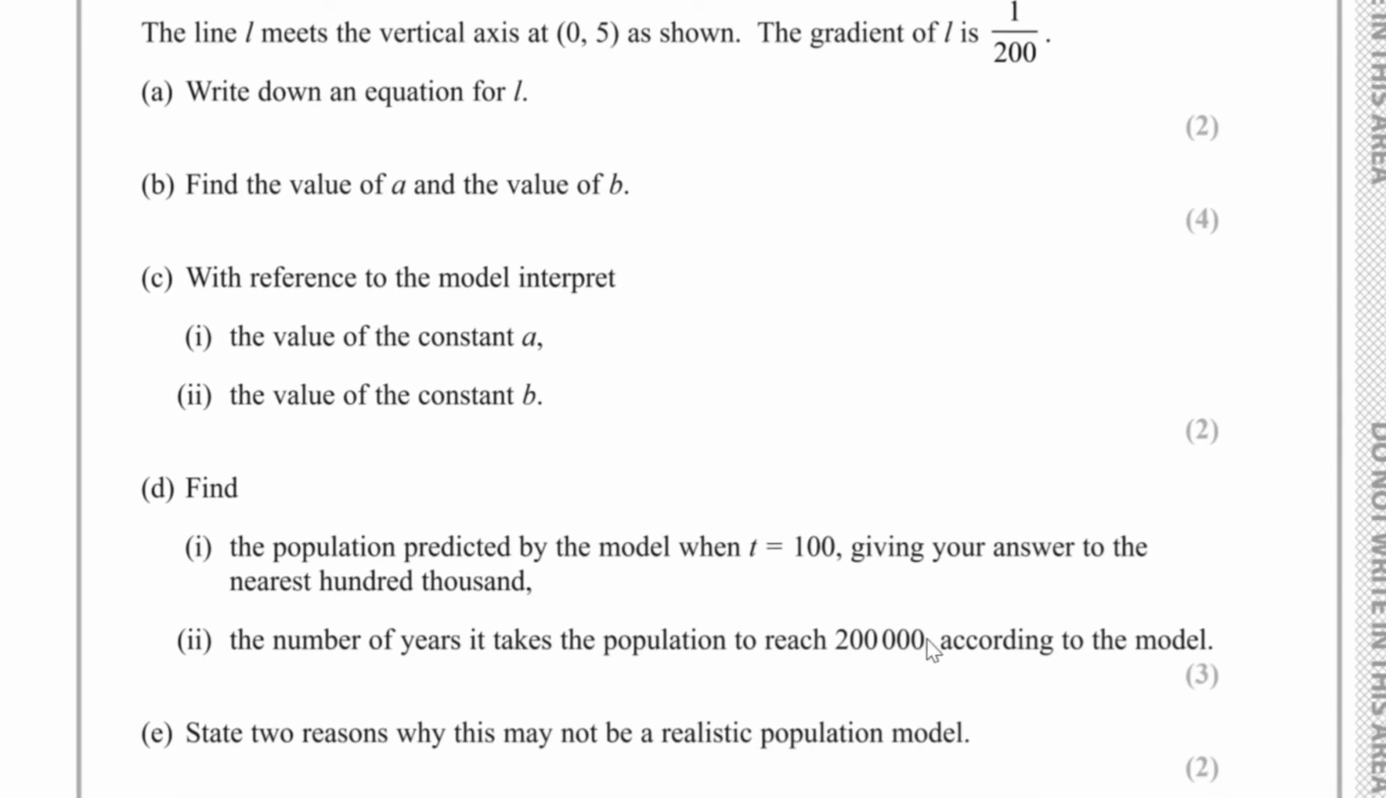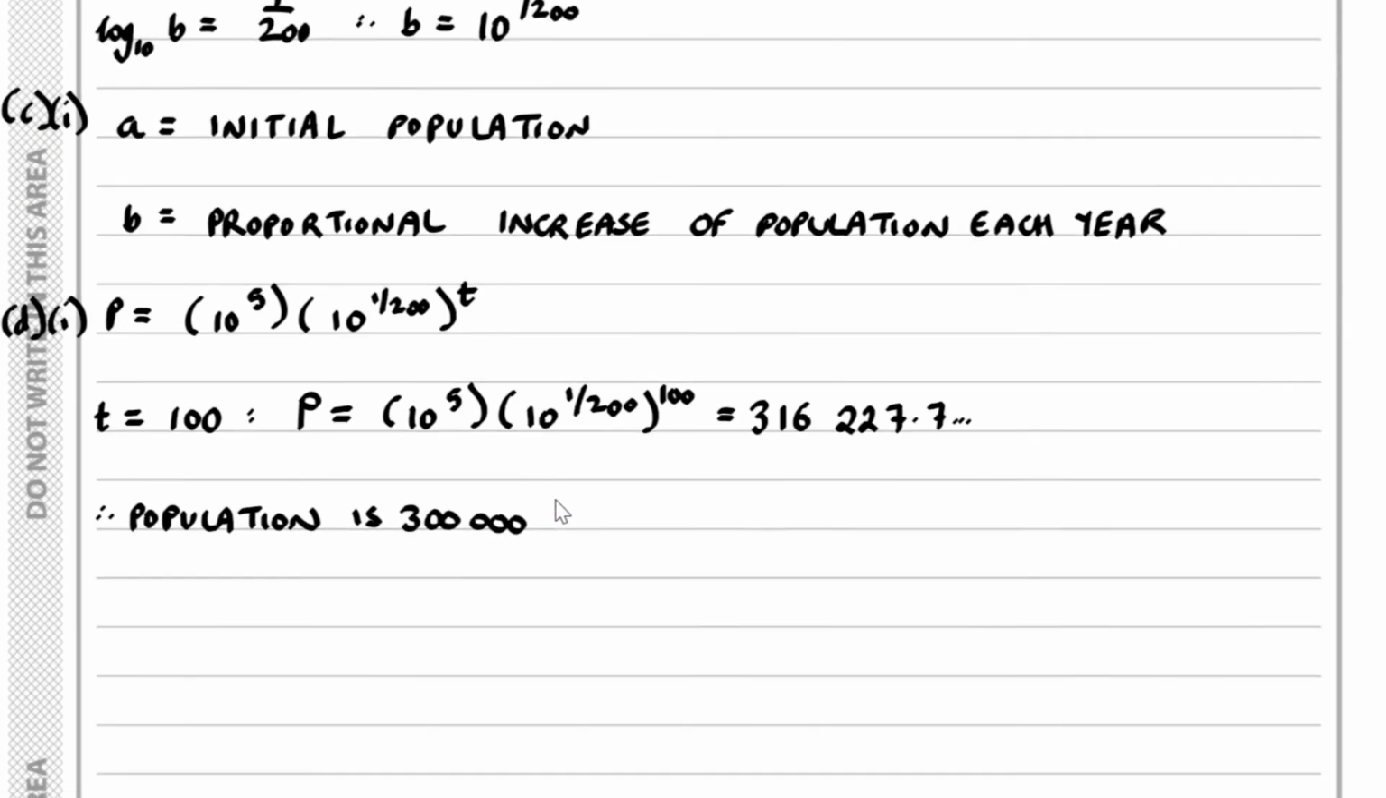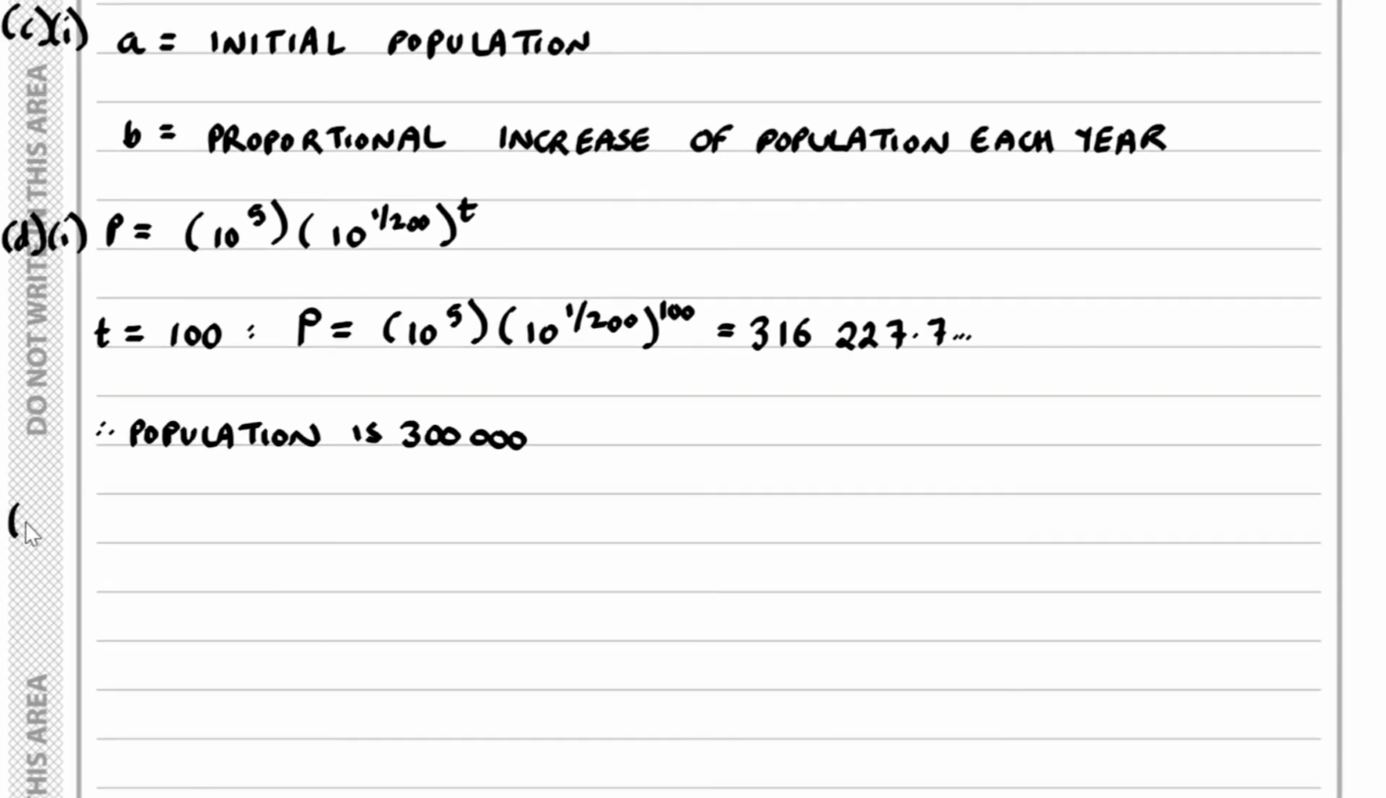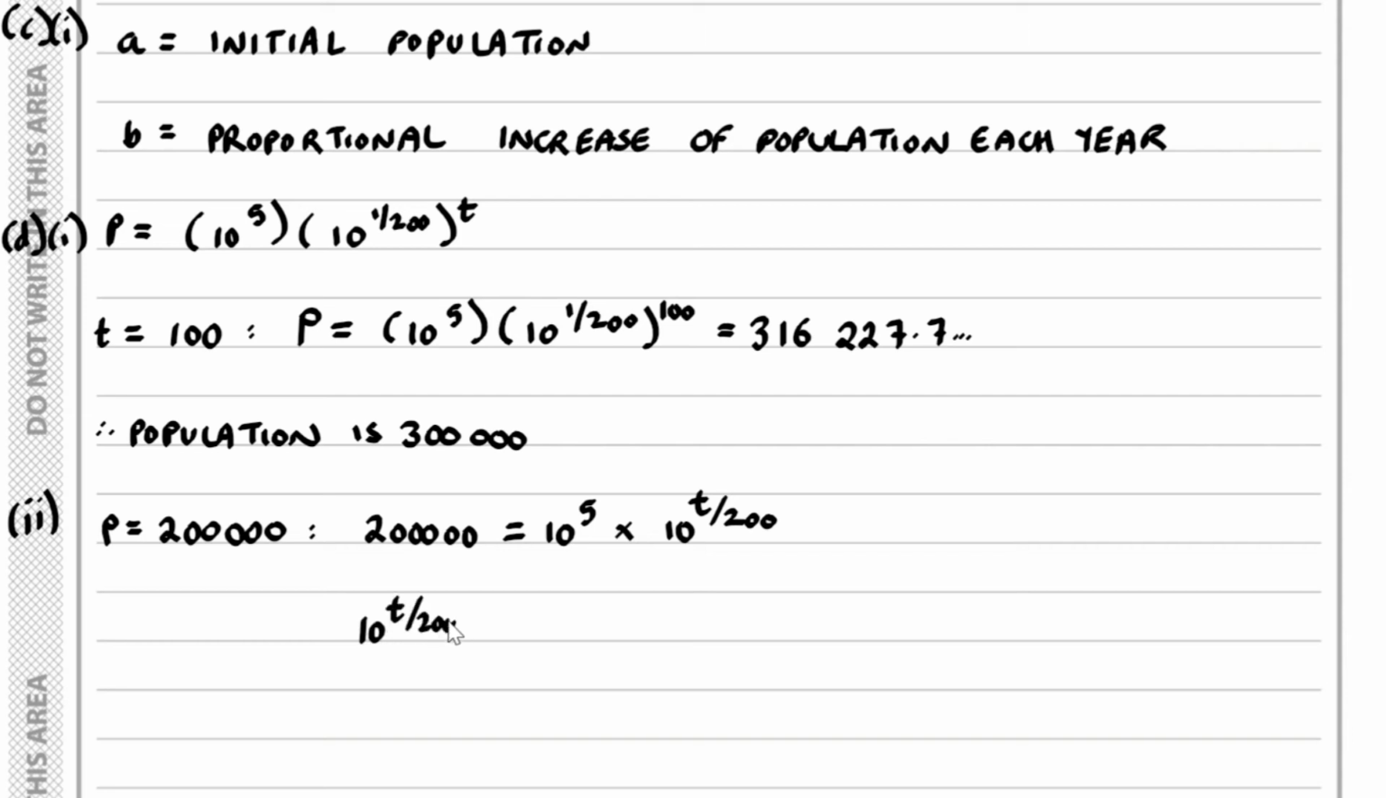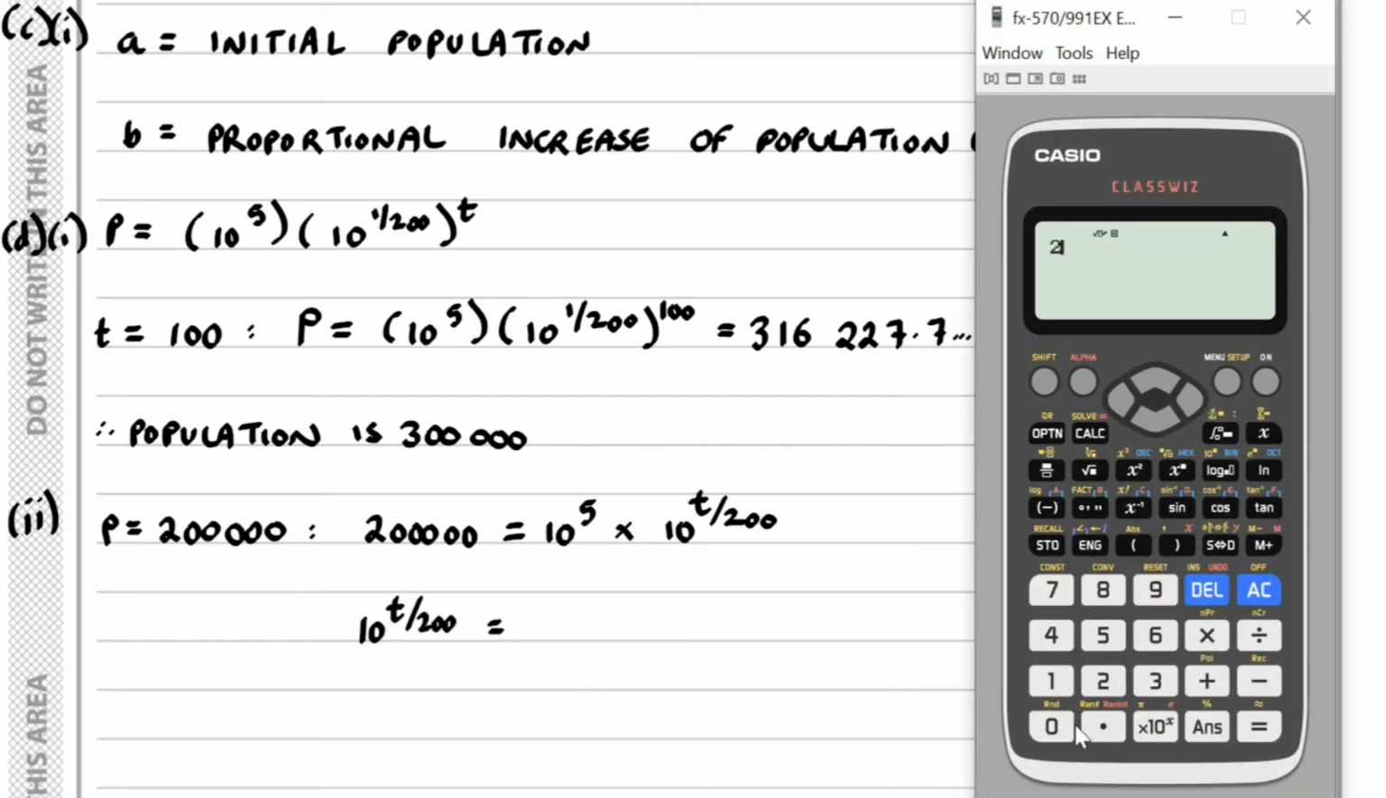the number of years it takes for the population to reach 200,000, well, for this, we are looking at P equaling 200,000. So we have 200,000 equals 10 to the power of 5 times by 10 to the power of t over 200. So if I rearrange, 10 to the power of t over 200 will equal 200,000 over 10 to the power of 5, which is 2.